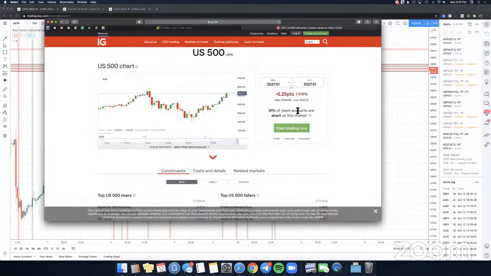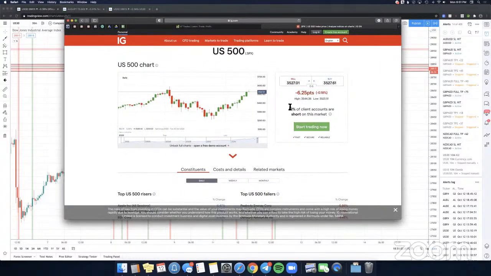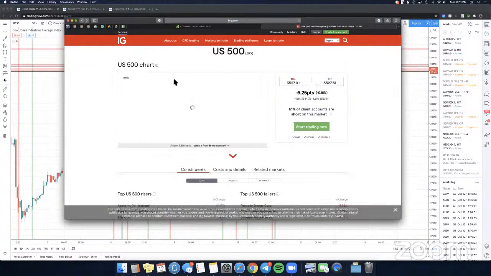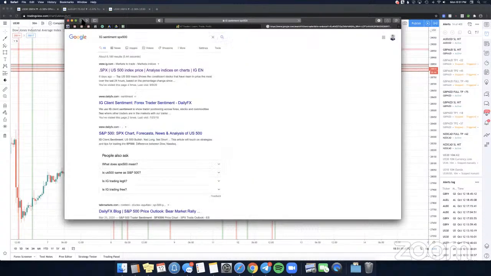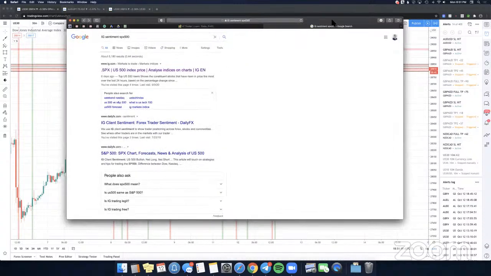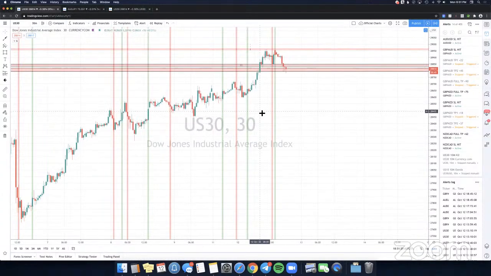So you can see there's a huge speculation here, because for US 30, there was 75% of people short. For S&P, there's only 61%. The thing is, you don't want to be where everyone else is trading, because you're going to get screwed, because most people don't do well at trading. So you don't want to follow everyone else. You want to do what you do, but you also don't want to be off on the other edge.